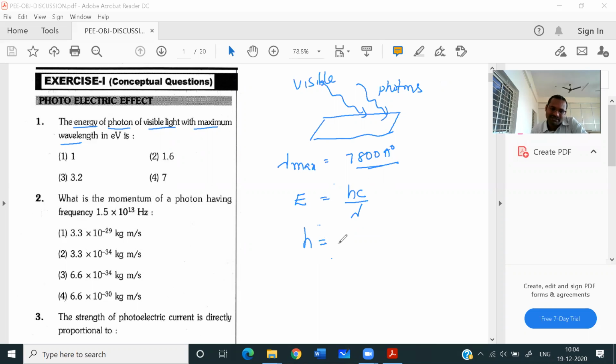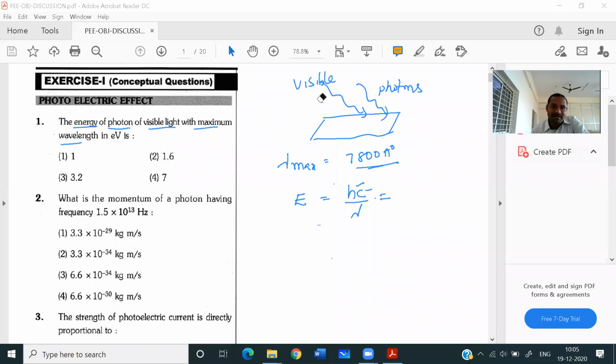H is Planck's constant, 6.62 into 10 to the power of minus 34 joule second. What is c? C is the velocity of light, 3 into 10 to the power of 8 meter per second. And wavelength we should keep in the unit of meter. Every time, calculating h and c divided by lambda becomes a very difficult task. So what we will do is calculate this total value first only.